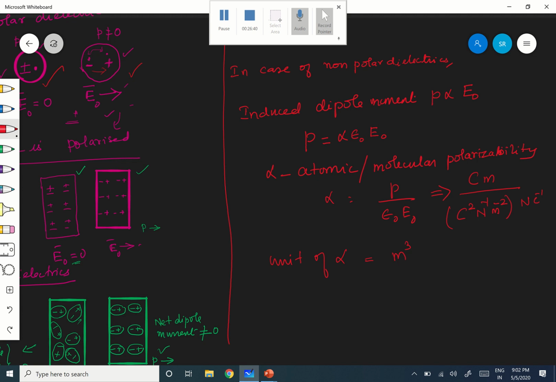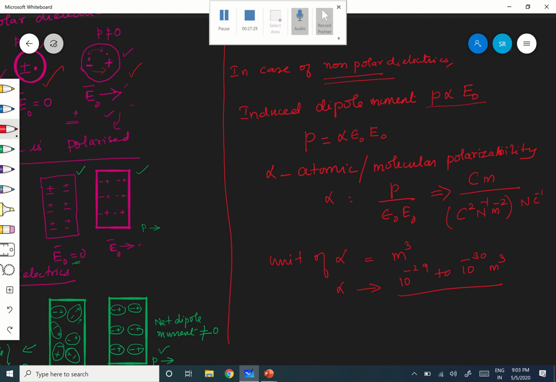And what is the value of alpha? Alpha values range from 10 power minus 29 to 10 power minus 30 meter cube, which is also of the order of atomic volume. So this is about when I am keeping a single non-polar molecule in an electric field. You know very well it is polarized. It acquires some induced dipole moment, and the induced dipole moment of the non-polar dielectric is directly proportional to E naught, and this we have seen.